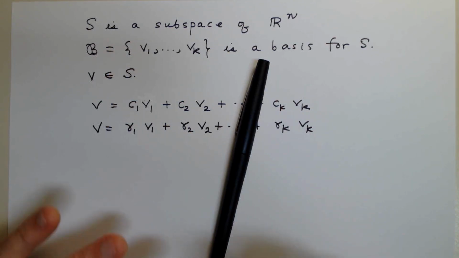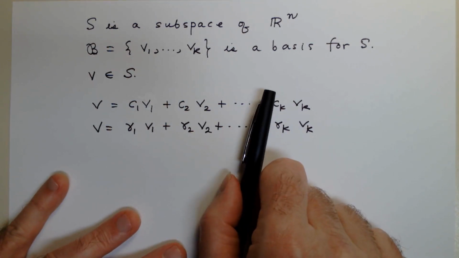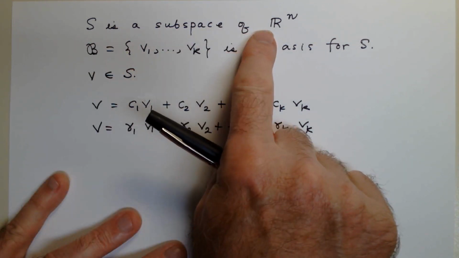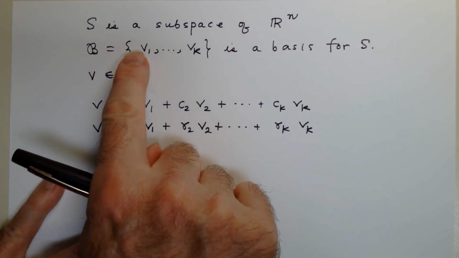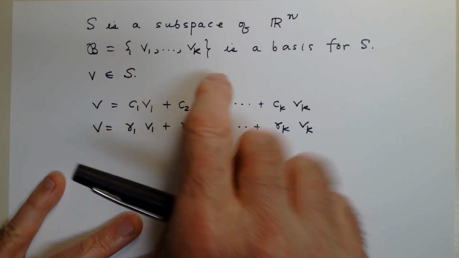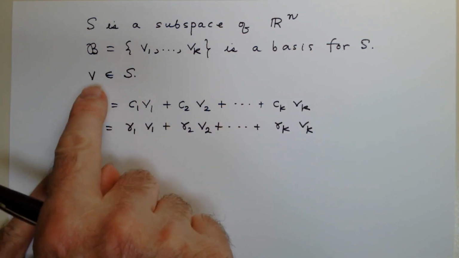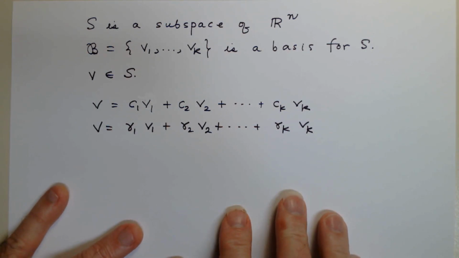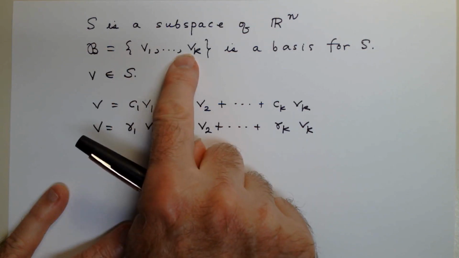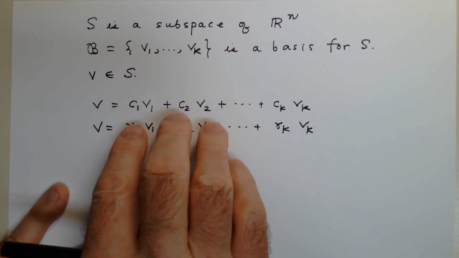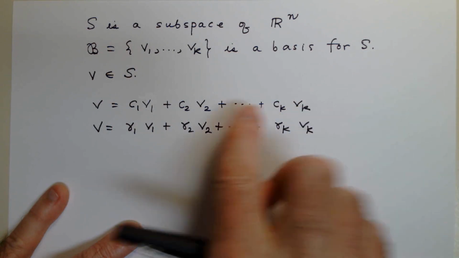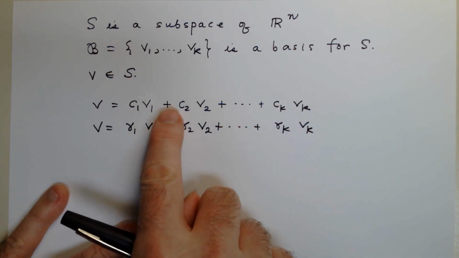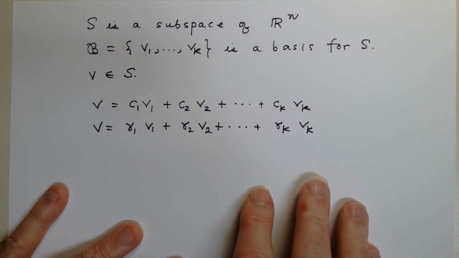All right, welcome to the document camera. We're going to prove Theorem 3.29. Let's just remember that S is a subspace of Rn, B, consisting of the vectors v1 through vk, is a basis for S, and that v is just a generic element of the subspace. Now, we know from the spanning property of a basis that v is expressible as a linear combination of the vectors v1 through vk, in this case with coefficients c1 through ck.